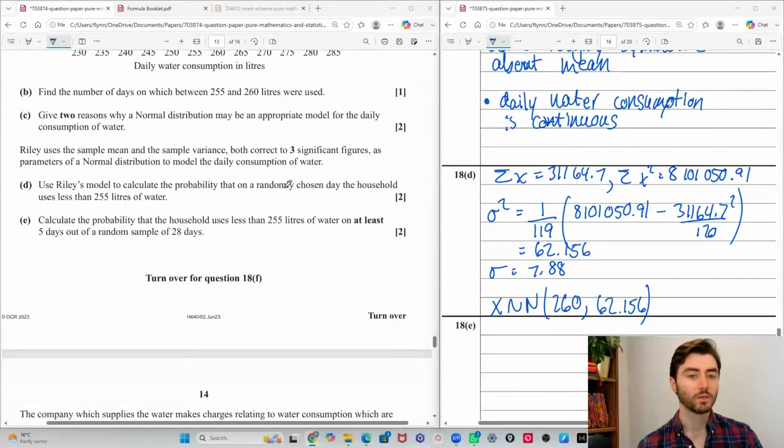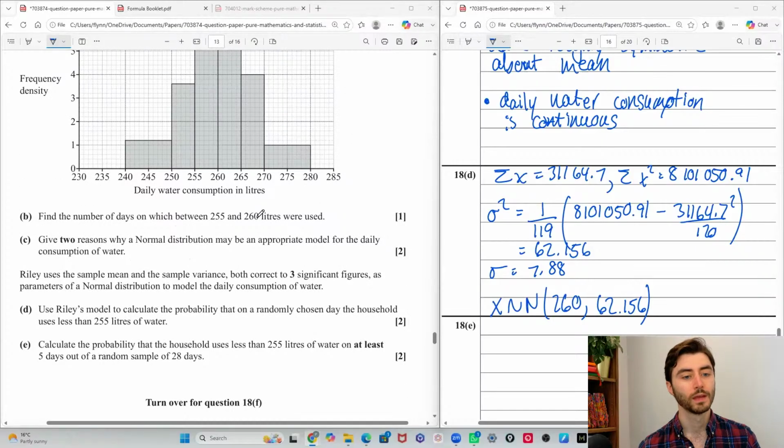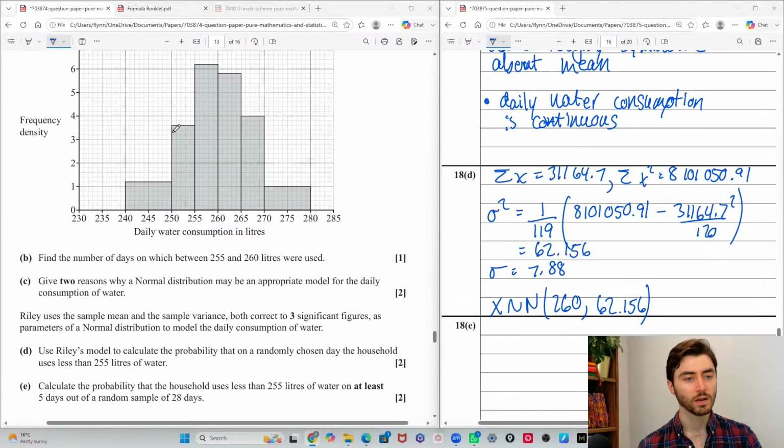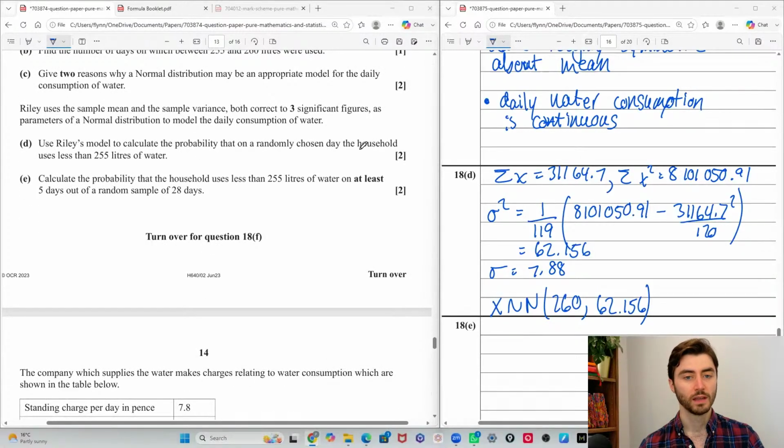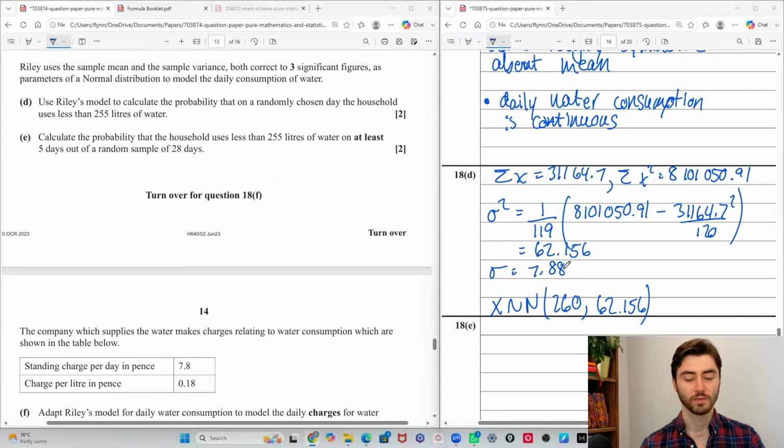Calculate the probability that on a randomly chosen day, the household uses less than 250. Oh, I'm an idiot. No, use the model. Because I could do it from here. It would have been very easy, but that's using the histogram, not the model. So use the model to calculate the probability of using less than 250. So the probability in this case that X is less than 250, any distributions I vowed to you that I would show.